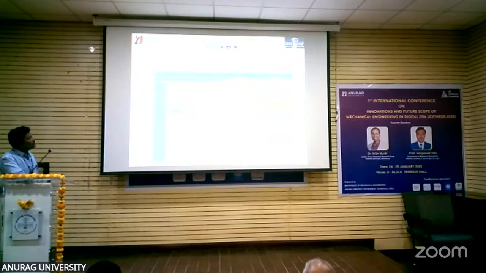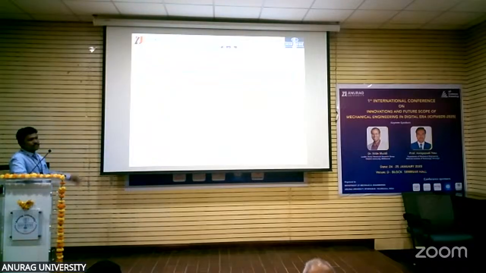Then observe these results, coming to the results and discussion. These are the total 16 experiments with 16 trials. The first columns are current, voltage, pulse on time and pulse off time. Based on the experiment results, the analysis was done using Taguchi analysis in Minitab software. For the aluminum alloy, we take the material removal rate, tool wear rate and surface roughness values, and for steel also the same.